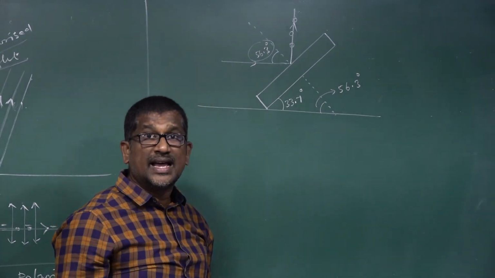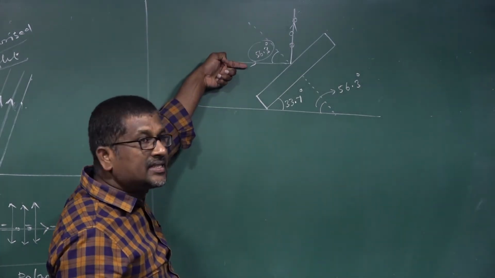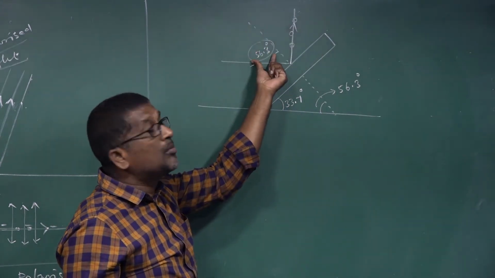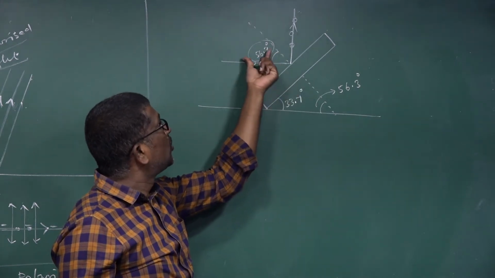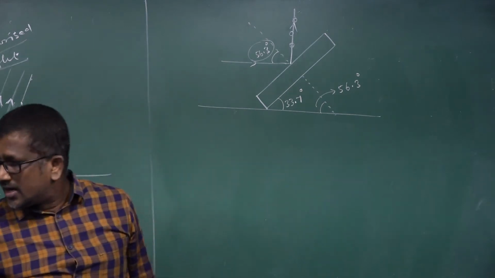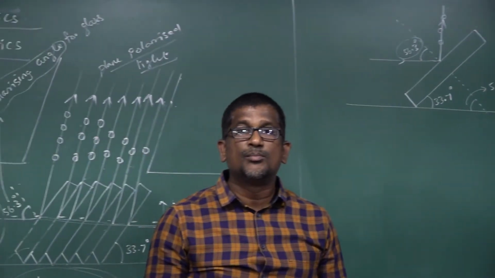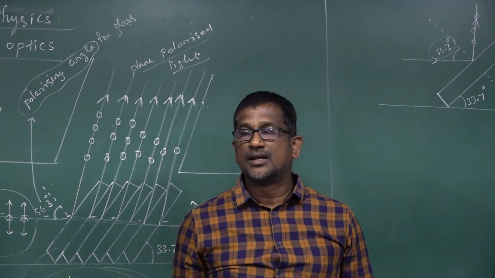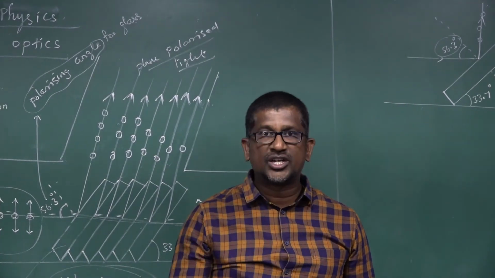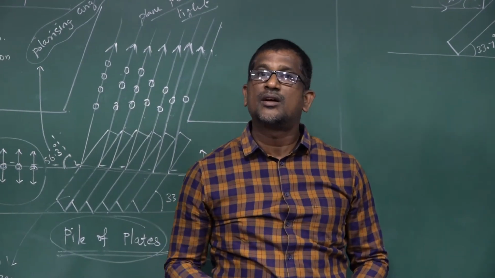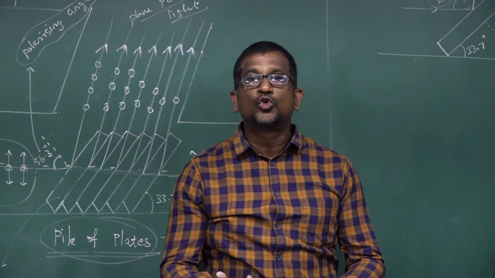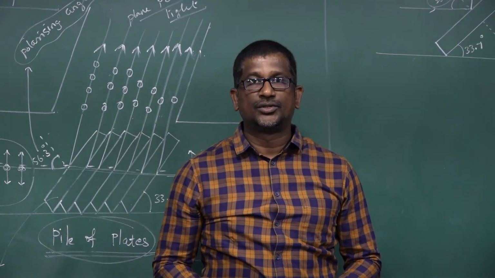What is meant by polarizing angle? The angle of incidence at which the reflected beam is completely plane polarized is called the polarizing angle. For glass, the polarizing angle is 56.3 degrees. Understand? And pile of plates can be used as both the polarizer and also analyzer. By using this device, we can produce plane polarized light, or we can check whether the light is plane polarized or not. So this is a simple experimental arrangement which is used to produce plane polarized light.